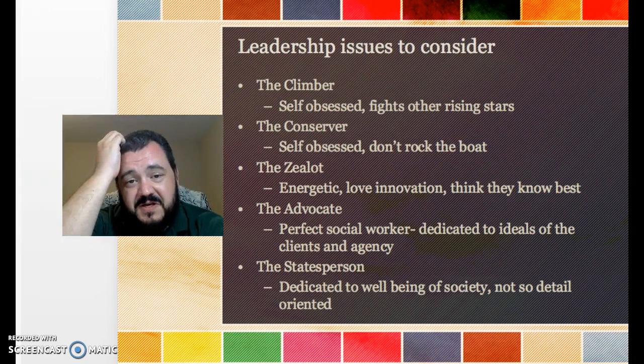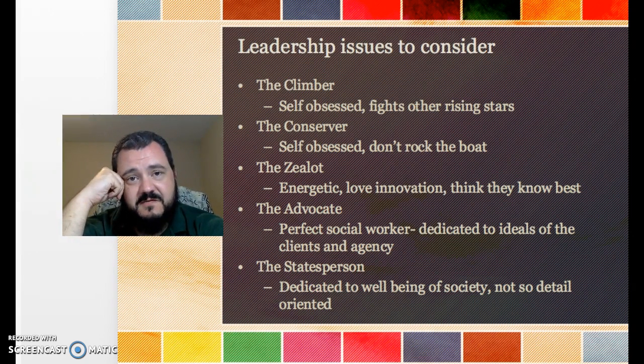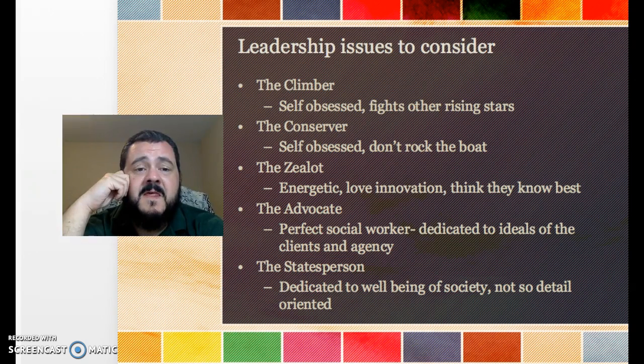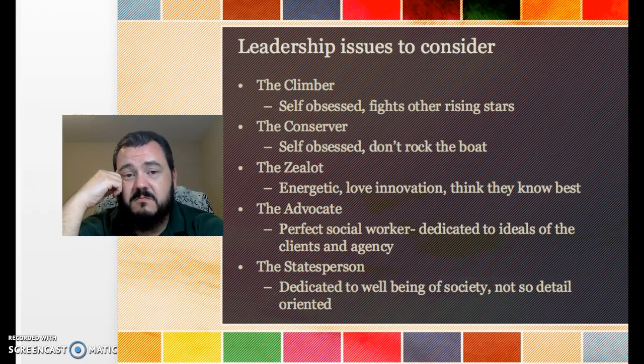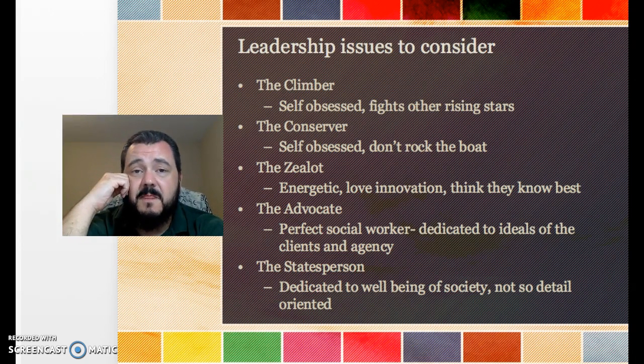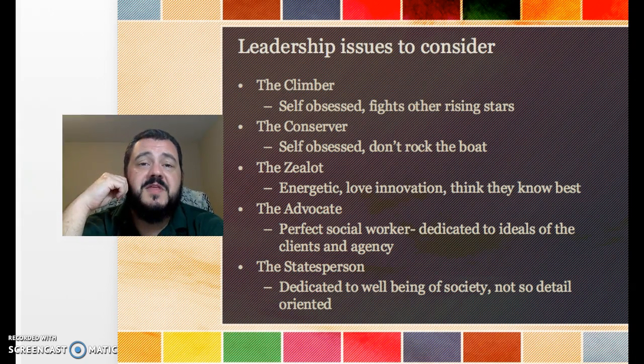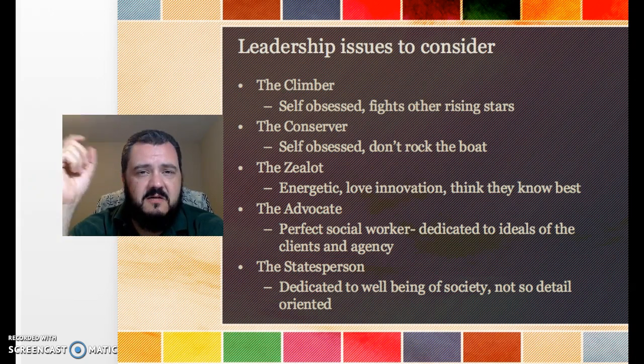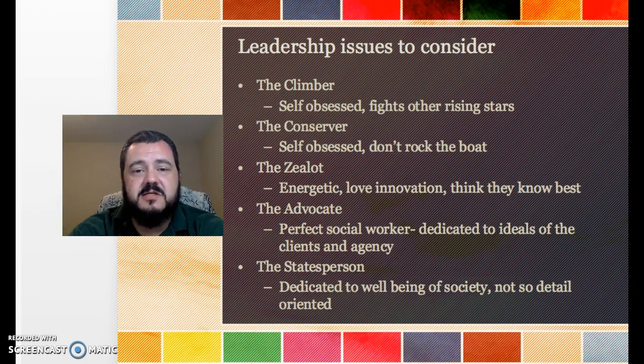All right, next, we are going to talk about leadership issues. There are 5 different kinds of leaders that are identified in the book. And I want you to pay very close attention to them because you're going to run into each of these people at some point in your career. I'm sure some of you have already run into some of these people. But the idea is when you're doing macro practice, you've got to be a little bit smarter. You can't just say, oh, this leader is such a climber. They're so self-obsessed and they cut other people down and they're such terrible bosses or they're terrible leaders.